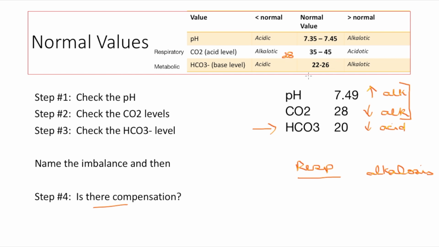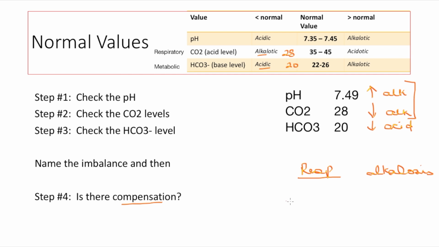Again, look for the one that is going in the same direction, meaning is it alkalotic or acidotic? Does it match my pH? My CO2 is also alkalotic, so I have a respiratory alkalosis. Now, is there compensation? Have my kidneys kicked in? My bicarb is off to the side, and it is an acidotic state, which is what I would expect to kick in. But my pH is not normal yet. It's still working really hard. So this we would call a respiratory alkalosis with partial compensation.